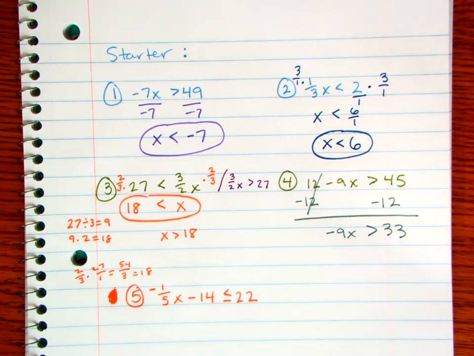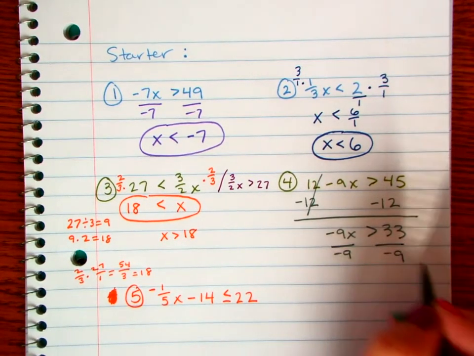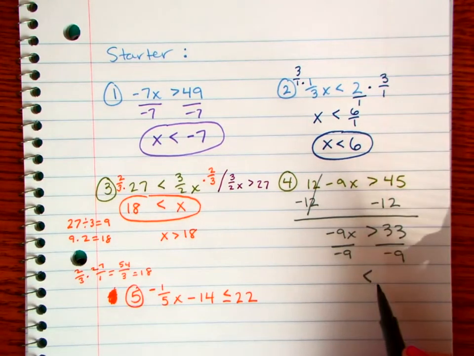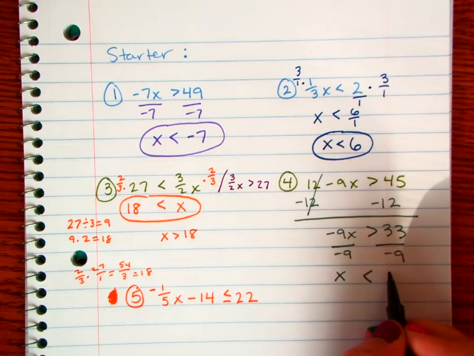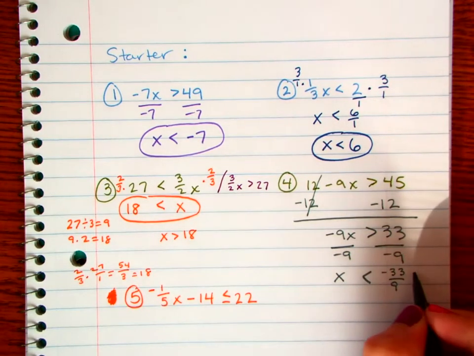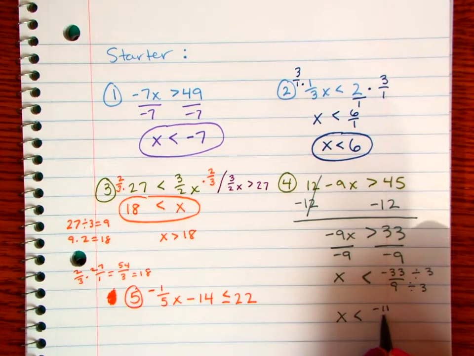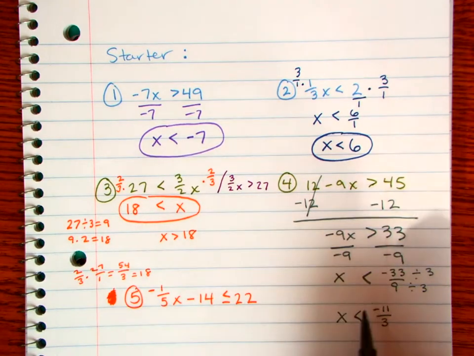Okay, now the next step, however, is going to be that I divide by that negative 9. So now I am going to flip that symbol. So what was a greater than is now a less than. Okay, and then I'm going to do x is less than negative 33 over 9. I'd like to put the negative in the numerator. I'd also prefer if you actually reduce that fraction, so it would be negative 11 over 3. Okay, so there's the answers for that one.